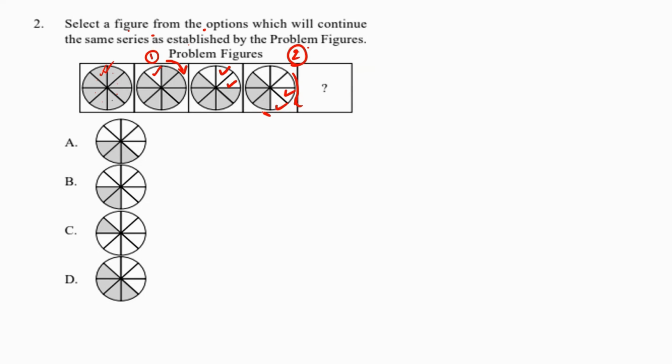One part unshaded, then they are moving clockwise, next one unshaded, again further clockwise next one unshaded. So again, the next one would be the next in clockwise direction unshaded. So the only shaded portion left would be this one as per the missing figure, and that's there in option C. So that's the required answer.